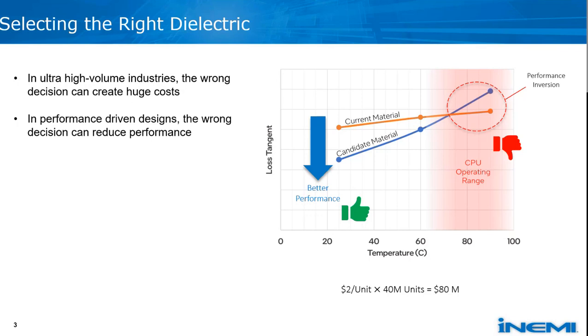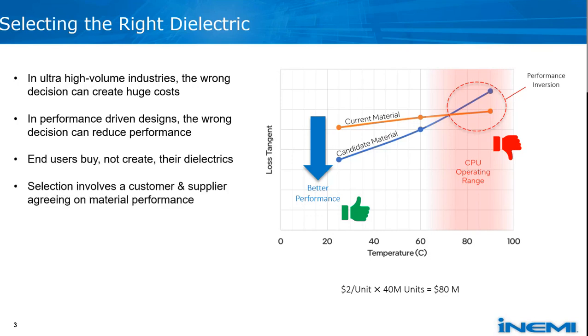Similarly, if you're in a condition where you're mostly concerned about performance and you're not that cost sensitive, this type of decision also impacts you, right? Because you could pick the wrong material and potentially not gain the performance that you're interested in.